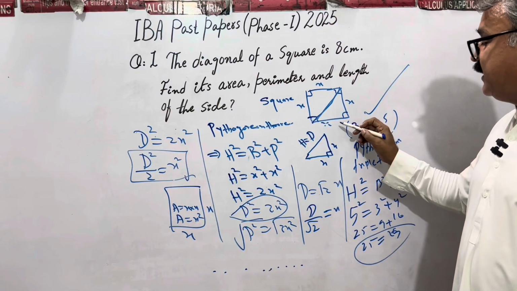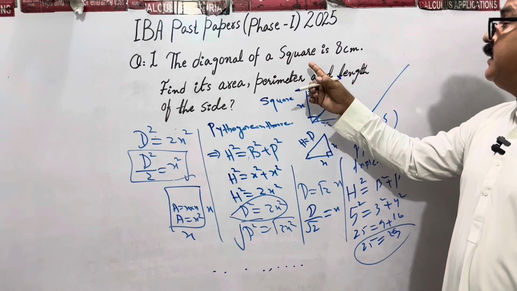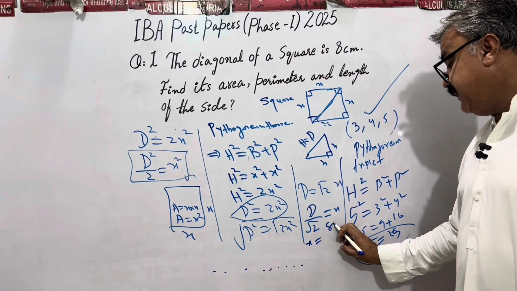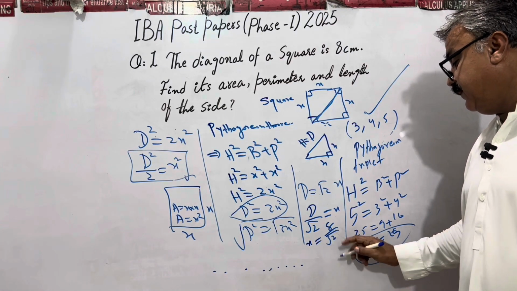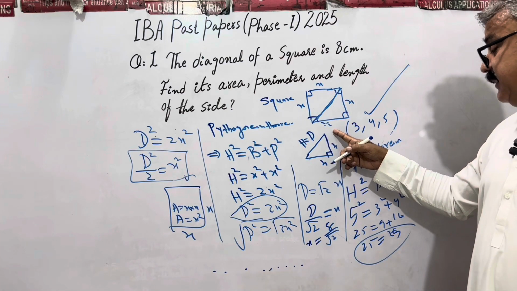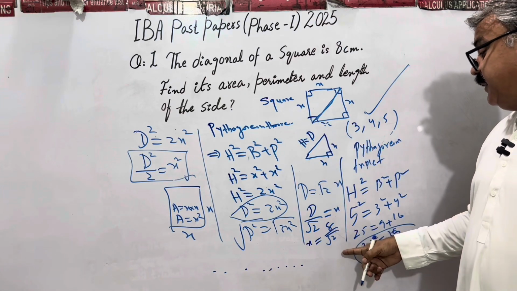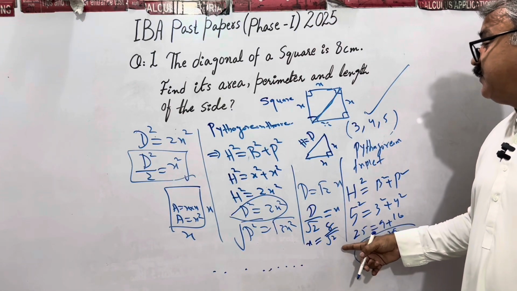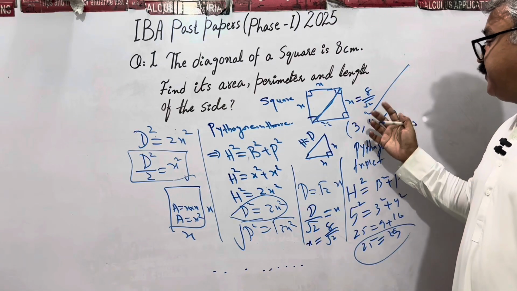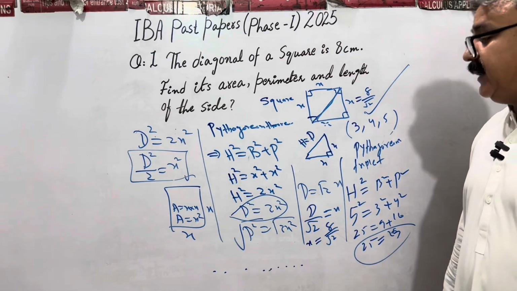After finding the length, we are in a position to find the perimeter as well. What is the diagonal? 8. So the length of each side is 8 divided by root 2. One can add it up 4 times to find the perimeter.